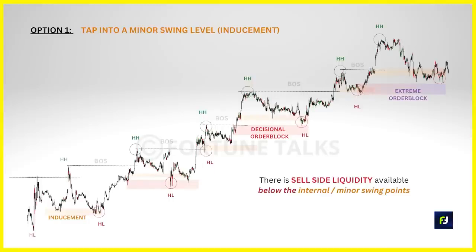So the first option is to tap into an inducement level, which you can consider as a previous minor swing below which you can find liquidity, as traders will look to buy from this level assuming a double top formation, while some sellers will place sell limit orders anticipating a breakdown of prices. Now both these actions will result in a pool of sell-side liquidity that the smart money can tap into.